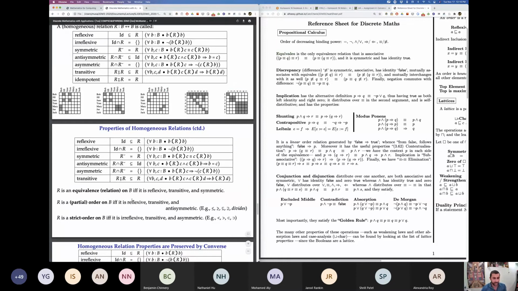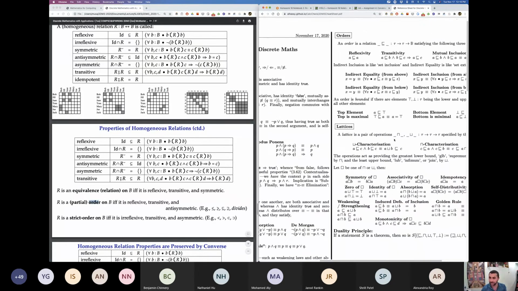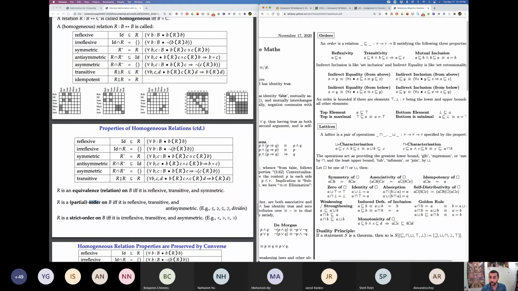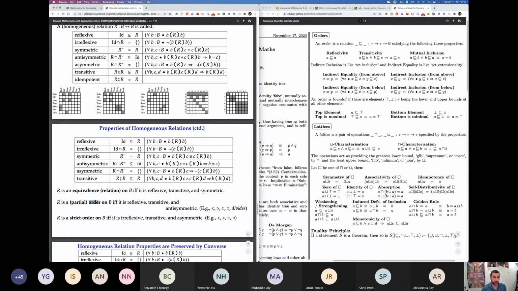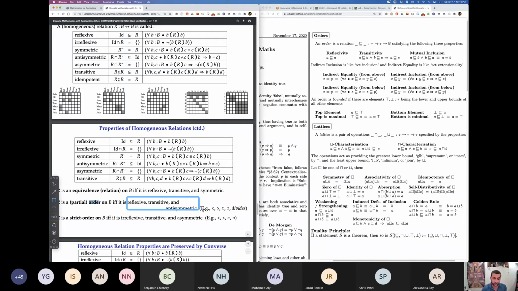So you've seen these names before. What's an order, right? An order is a reflexive, transitive, mutually inclusive relation, and using these new definitions, it's the same thing. It's a reflexive, transitive, antisymmetric relation. Okay, and recall, antisymmetric and mutual inclusion are the same when you have access to reflexivity. Okay, as you've proven in assignment 2.